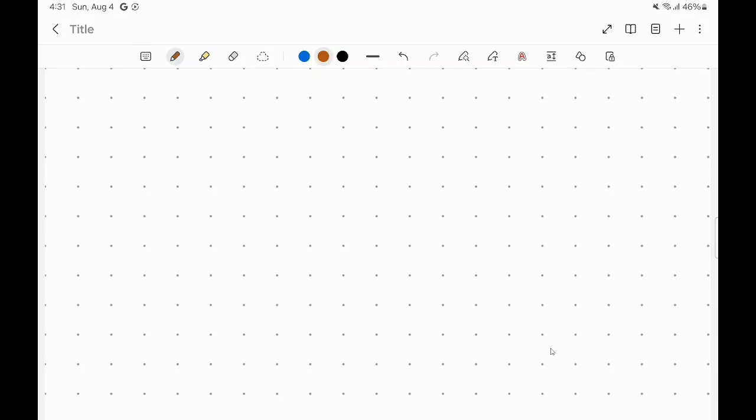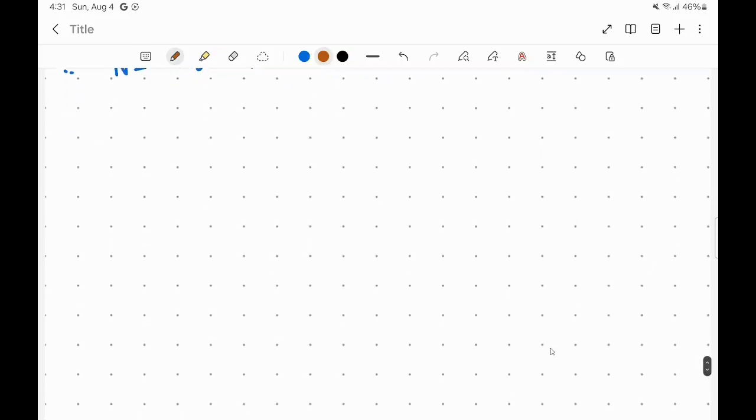JAM calculator will be given, because JAM and GATE both are constructed by IITs. So in those exams, calculators are given. In CSIR NET, no calculator. Okay. So now question number two.